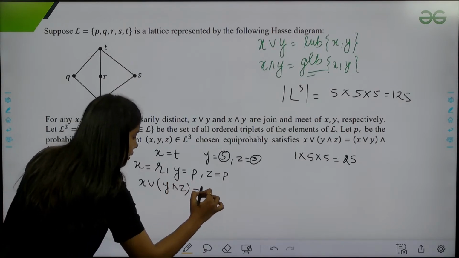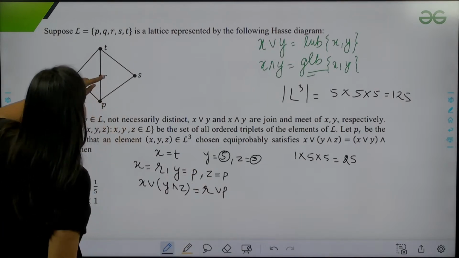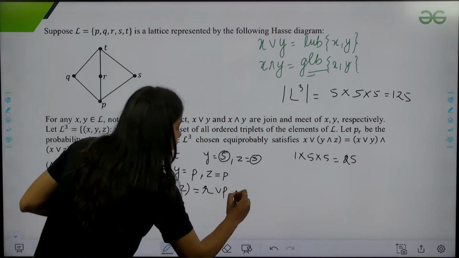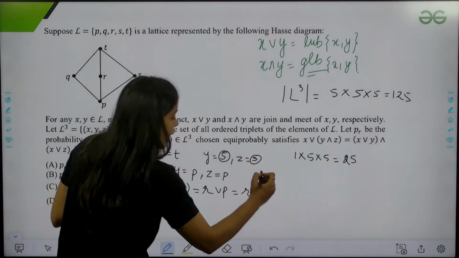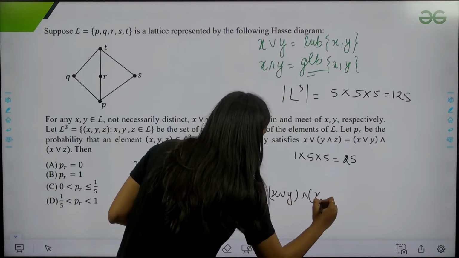P and P will be P and R or P. R or P, R this and P this, and we have to find out least upper bound. So least upper bound will be R. Now x or y and x or z.